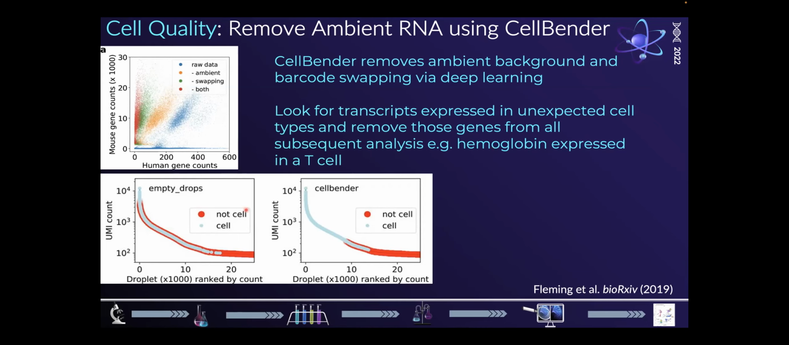Typically, it will also check, for example, if you make a plot looking at mouse genes and human genes, you can see the raw data. Ambient RNA will be closer; if you are using human genes, you expect them to be farther away from mouse genes. So you could see ambient RNA, some that are swapping and some that are both. You want to remove all of this and remain only with genes that are uniquely mapping to the human genome.